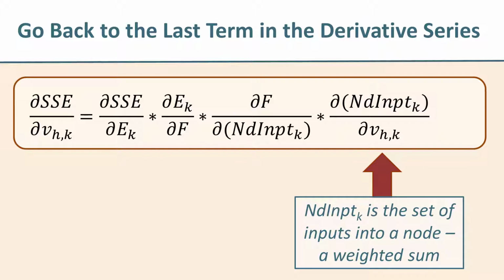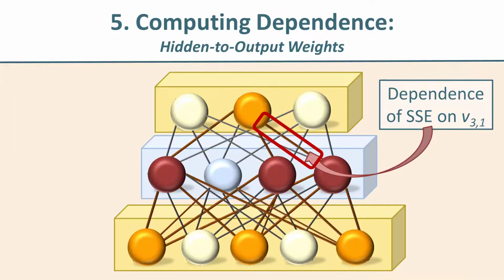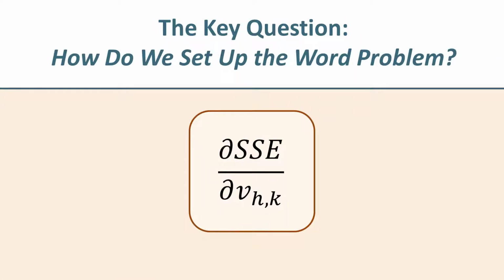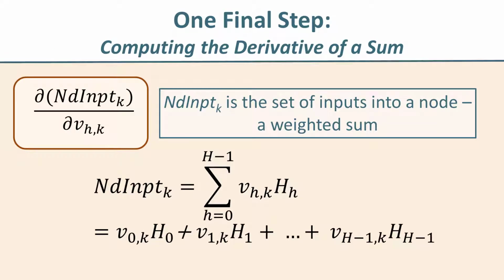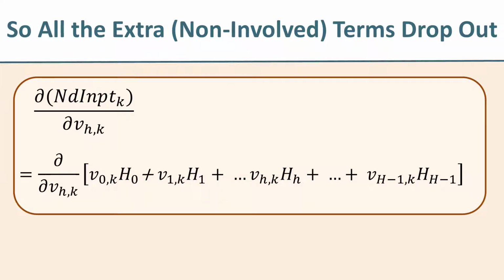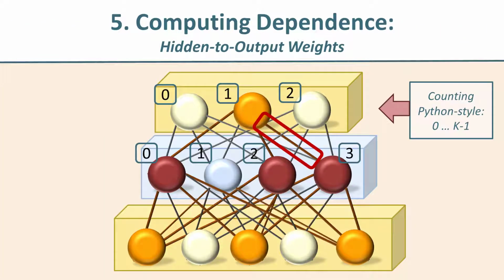That's going to be the derivative of a sum with respect to a specific term. This is our last big step in figuring out the various components from the chain rule that we need in order to determine the dependence of the SSE on a specific connection weight. So we're going to write down the partial derivative of the set of inputs into a given node, that's node input sub k, with respect to a single specific connection weight going from hidden node H to output node K.